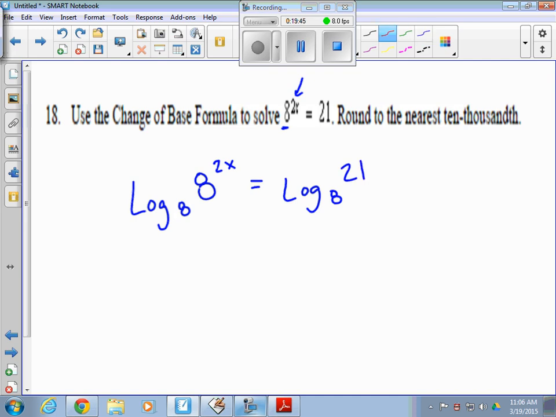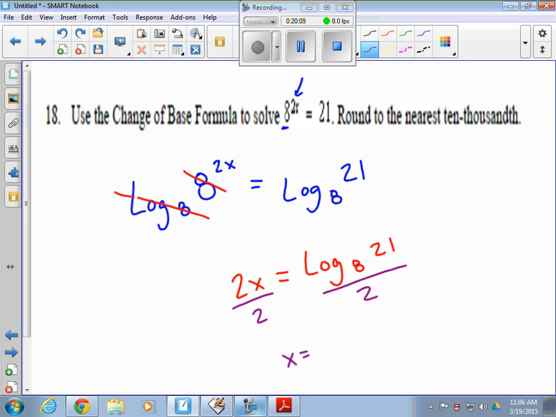The reason we did that is because this cancels out this. So what that leaves us with is 2x is equal to log base 8 of 21. From there, in order to get x by itself, you divide to cancel out this 2 times x. So that'll give us x alone. If we do it there, do it here. Now this says log base 8 of 21 divided by 2.